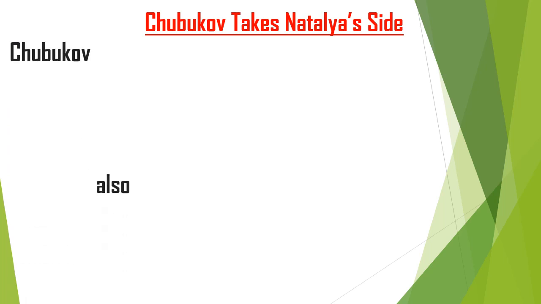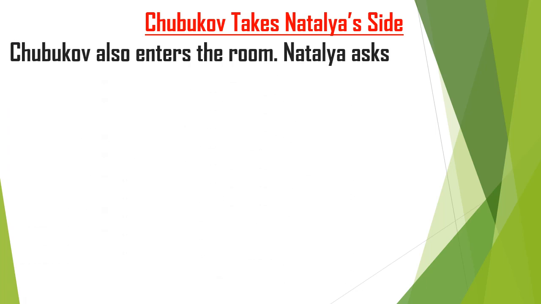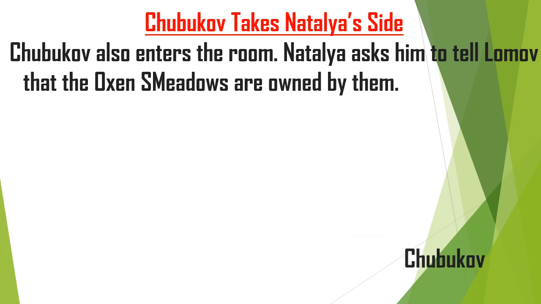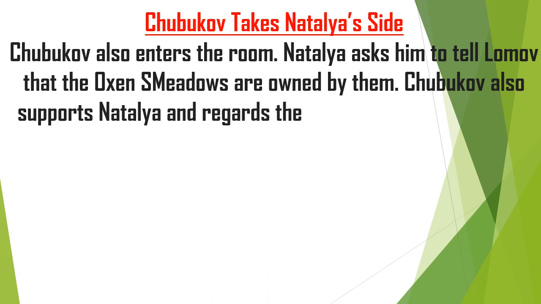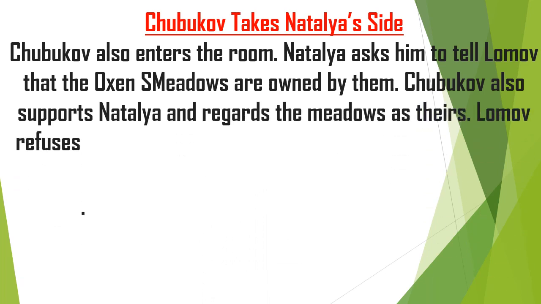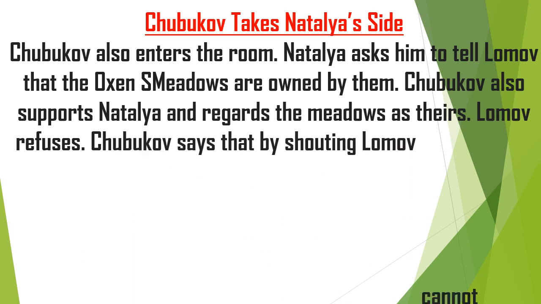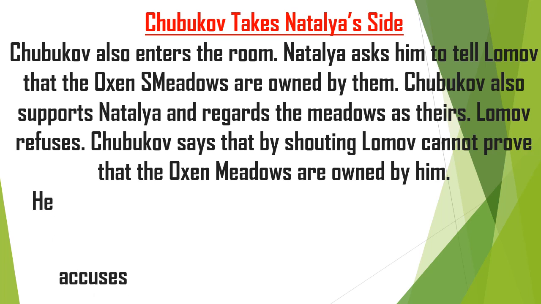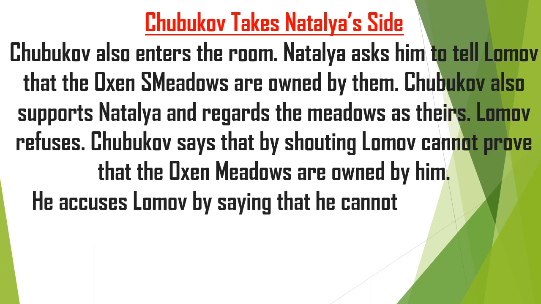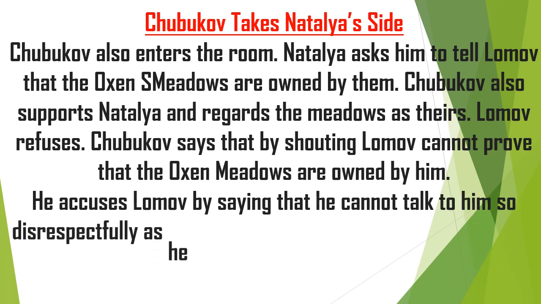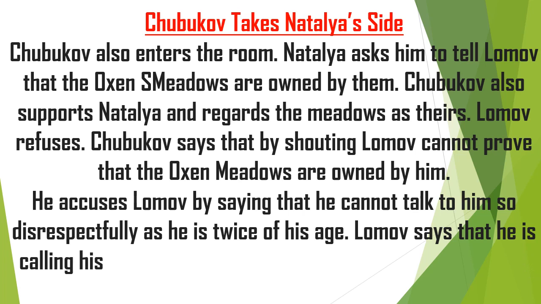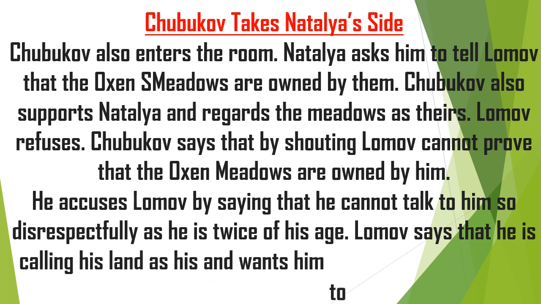Chubukov takes Natalia's side. Chubukov also enters the room. Natalia asks him to tell Lomov that the oxen meadows are owned by them. Chubukov also supports Natalia and regards the meadows as theirs. Lomov refuses. Chubukov says that by shouting, Lomov cannot prove that the oxen meadows are owned by him. He accuses Lomov of talking to him disrespectfully, as he is twice his age. Lomov says that he is calling his land his own and wants him to speak to him politely.